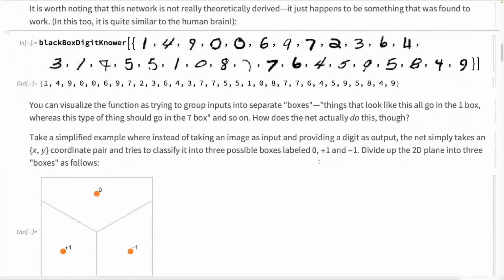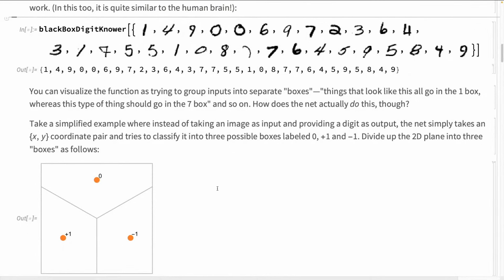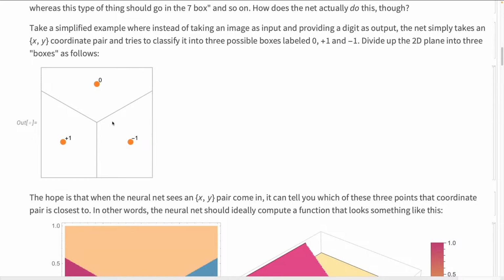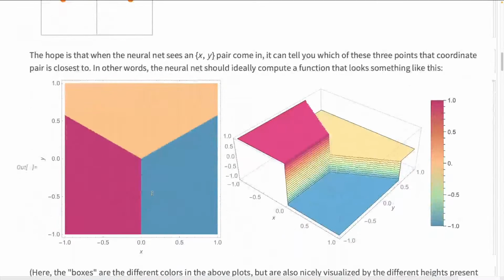So here's a simplified example. Instead of taking a whole image and trying to provide a digit as output, let's think of a simpler case where we want a net that takes an XY coordinate pair and tries to classify it into just 3 possible boxes labeled 0, +1, and -1. Suppose we have the 2D plane. If I give a point anywhere here, I want it to say 0. If I give a point anywhere here, I want it to say +1. And if I give a point anywhere here, I want it to say -1. So we can represent that like this.